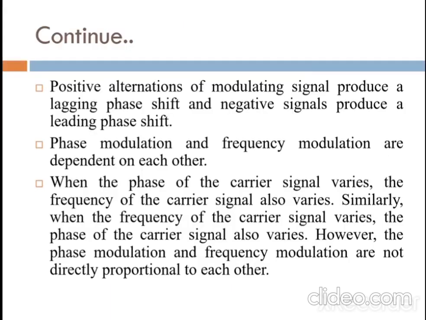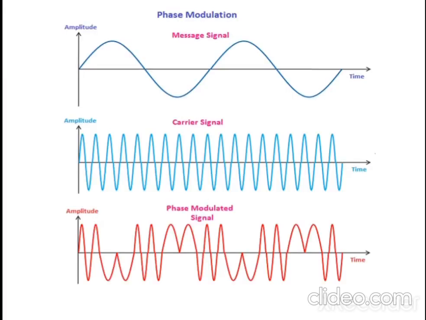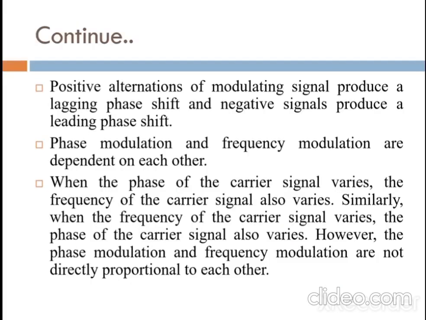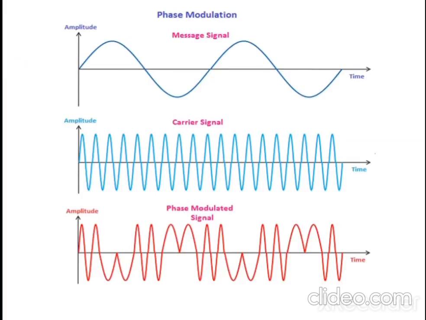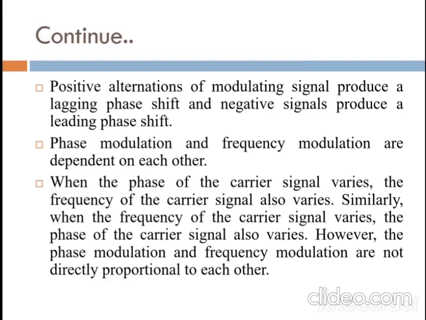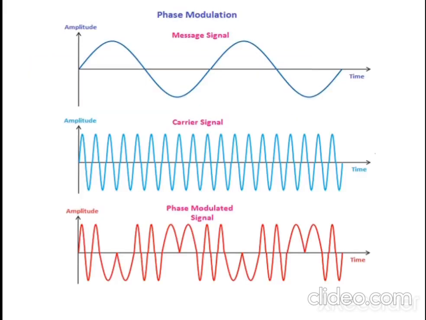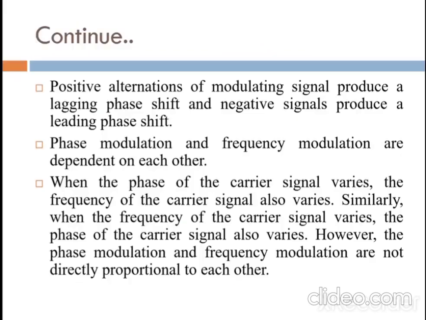Then a positive alternation of the modulating signal produces a lagging phase shift, and a negative alternation produces a leading phase shift. That means a positive alternation of the message signal is producing a lagging phase shift, lagging, this below. Then a negative signal produces a leading phase shift. This is a negative phase shift, so a leading phase.